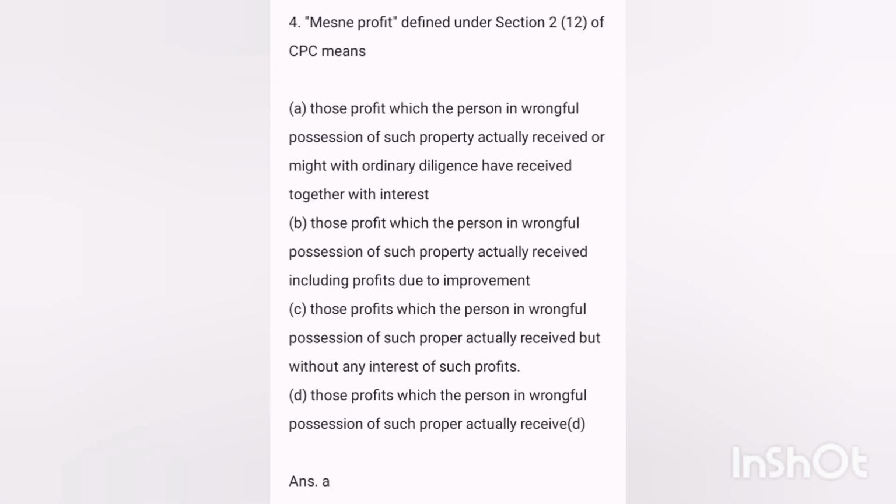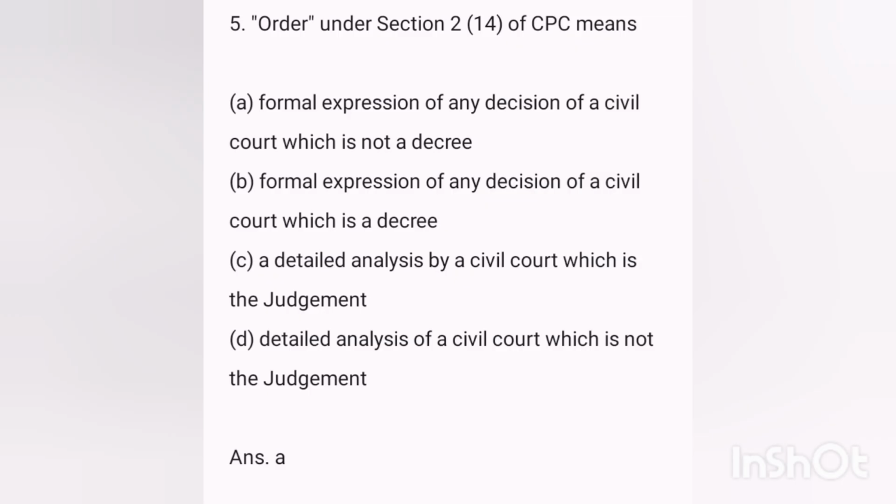Next, mesne profits defined under Section 2(12) of the CPC means. Answer: those profits which the person in wrongful possession of such property actually received or might with ordinary diligence have received, together with interest. Next, order under Section 2(14) of the CPC means. Answer: the formal expression of any decision of a civil court which is not a decree.